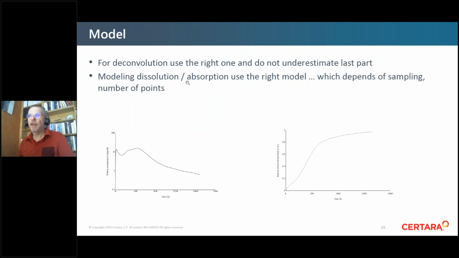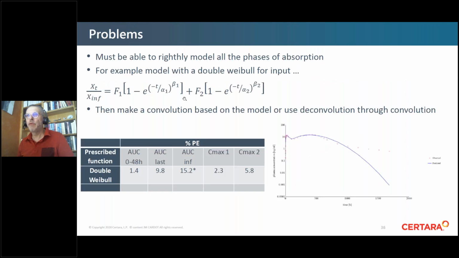Then you can have here the data and you have this absorption curve. Based on the absorption curve, you can try to make a double variable to try to modelize it. You can see that in this case, you have a very good model of a burst, a good model of a first peak, and you can see it on the prediction errors that you have here on the AUCs 0 to 48 and 0 to last, which is below 10%, but not so bad. The Cmax are good, but the AUC infinity is not good. That is due to the last part here.